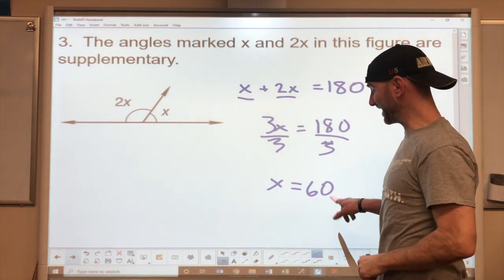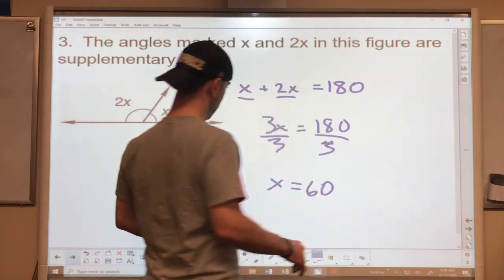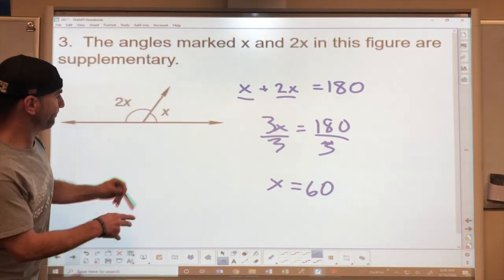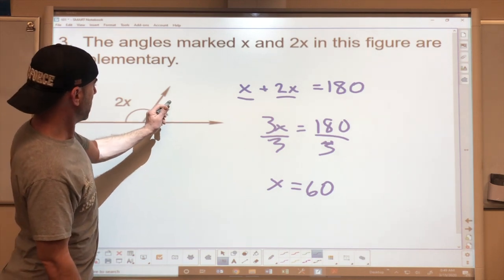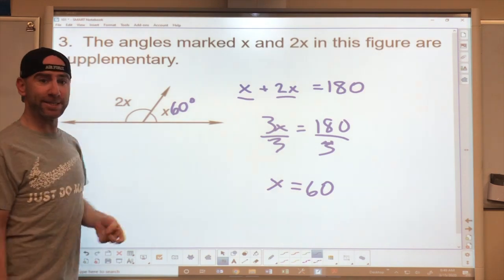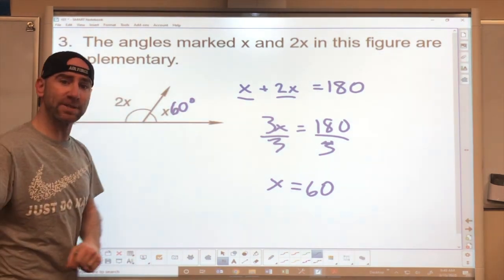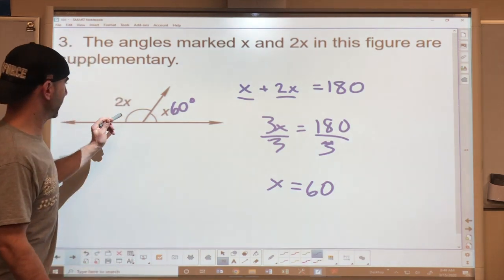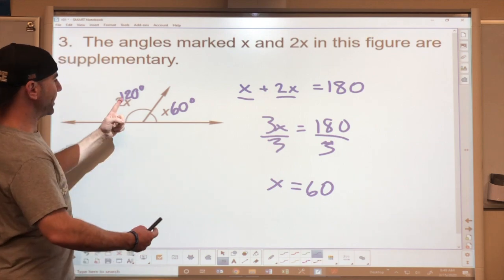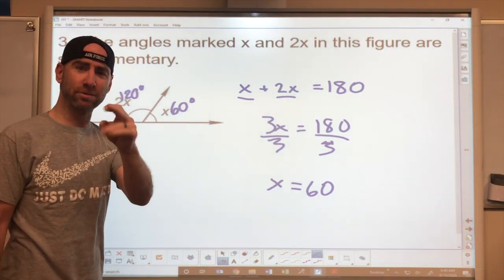Now, careful because this is not how big the angles are, it's just the value of x. So, if x is equal to 60, how big is that angle? Well, this is 60 degrees. But this angle is 2 x's. So if an x is 60, this angle is 2 times 60, which is 120 degrees. And if you notice, those two angles together are 180. Good job.